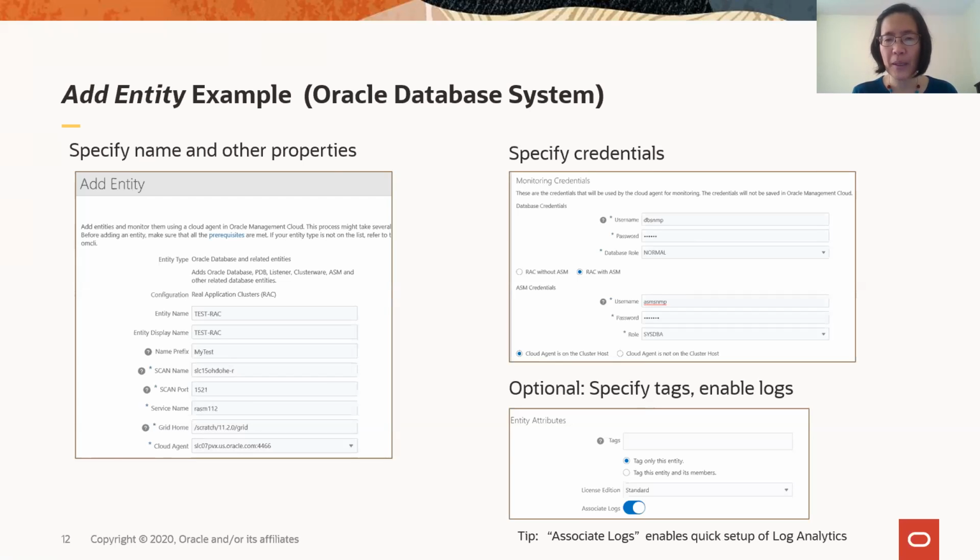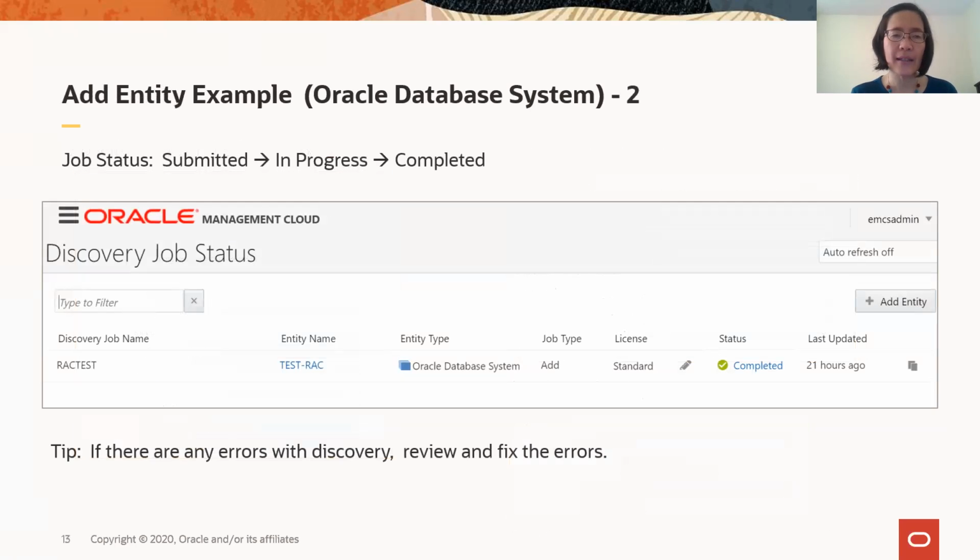Okay, so you've entered the parameters, you've hit OK. What happens next? The discovery job or the add entity job is submitted. It goes from submitted to in progress and finally completed. And if it's done and completed successfully, you'll see a status of completed with a green check mark.